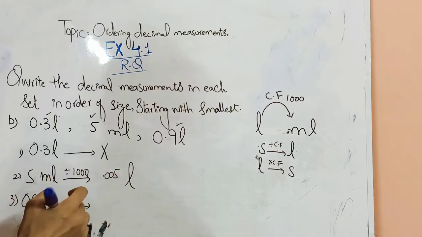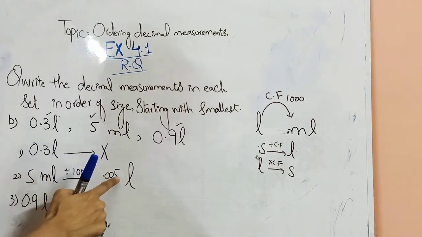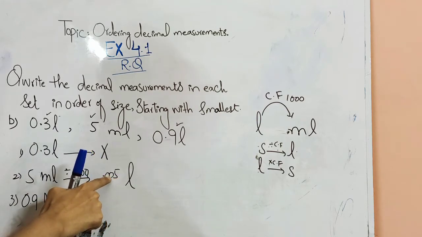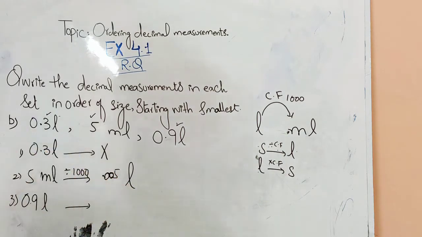So this will be 5.0 with the decimal here, right? The decimal moves 1, 2, 3, so three positions are done, and our decimal will be here. Now it is converted into liter. Now you can see all values are in liters.